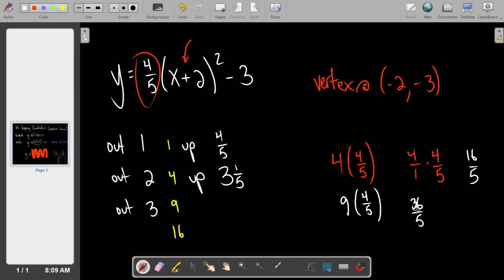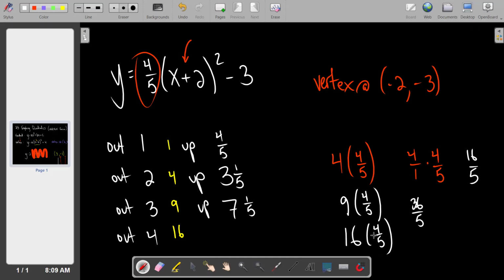What does that equal as a mixed number? I'll say... Yeah, 5 goes into 36 7 times with 1/5 left over. So I go up 7 and a little bit extra. If I went out 4, my normal would be 16, right? So I take the normal 16 and I multiply it by 4/5.